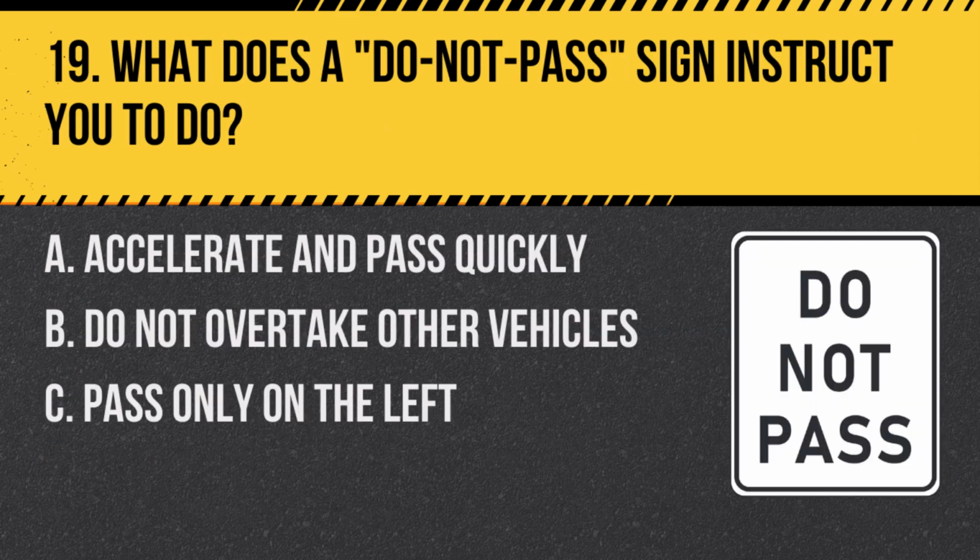Question 19. What does a do not pass sign instruct you to do? A. Accelerate and pass quickly. B. Do not overtake other vehicles. C. Pass only on the left. Answer. B. Do not overtake other vehicles. This sign indicates it's unsafe to pass.